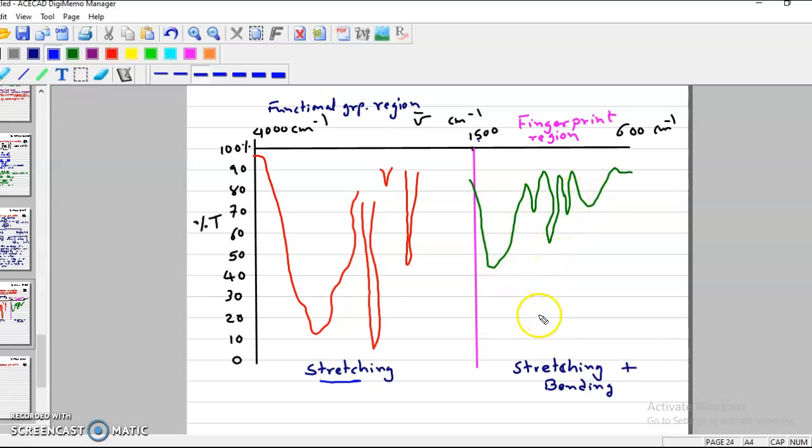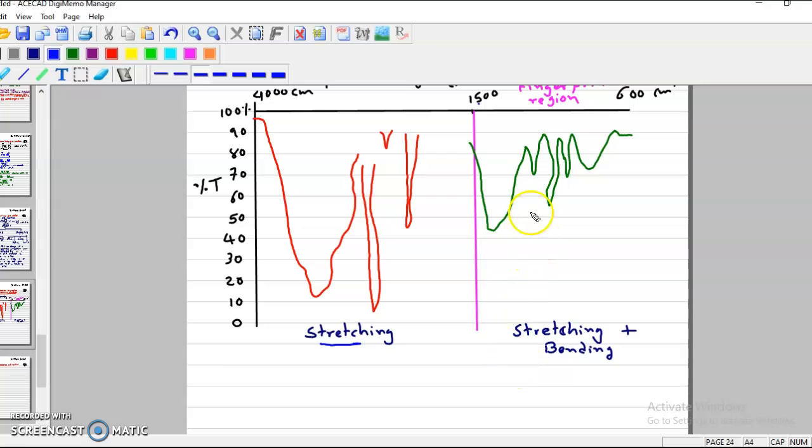So it is practically very difficult to analyze this part, and that is why it is normally compared with known compounds' infrared spectra, and that is why it is called fingerprint region. Okay, so this is the main thing.